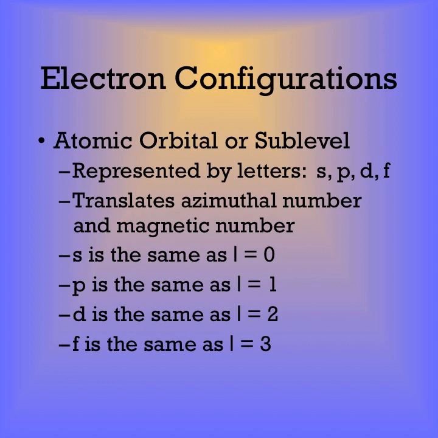When l gets bigger than 3, this gets a little tricky. We do just follow the alphabet, by the way, so that with l equals 4, the atomic orbital or sublevel letter would be g. When we get back to p and s, we kind of have to do a little glitchy stuff, so don't worry about it. We're not getting that high.